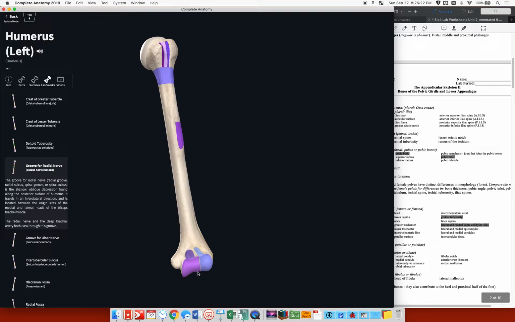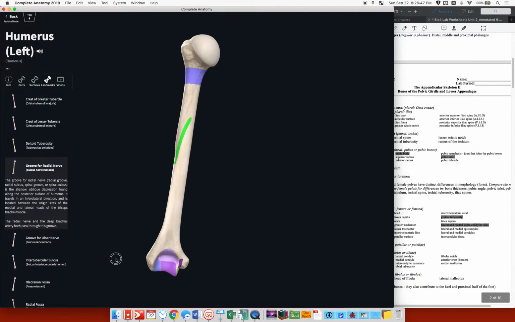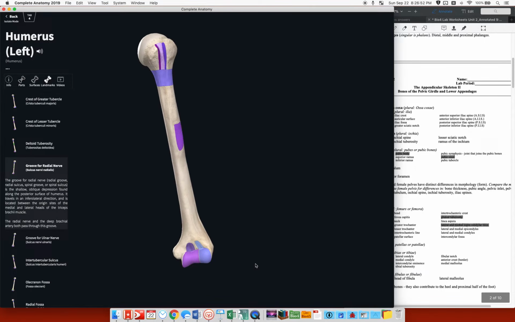So this is the trochlea. This is the capitulum. The trochlea articulates with ulna, whereas the capitulum articulates with the radius. This here, this fossa, is the coronoid fossa, shaped like a crown. Okay. If you turn this around, this is the olecranon fossa. Moving on to radius.